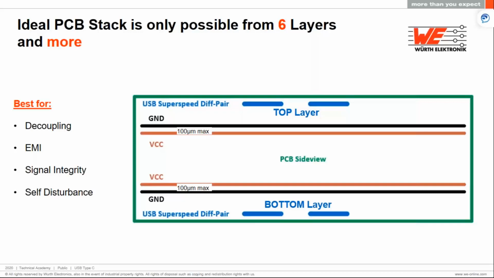To also get very good power integrity in the system, it is recommended that the ground should be at 100 micrometers max distance from the VCC, so that we have a good capacitive coupling. It is not too high or too low, and that is to assure that we have the best decoupling, the best EMC and signal integrity in our system.